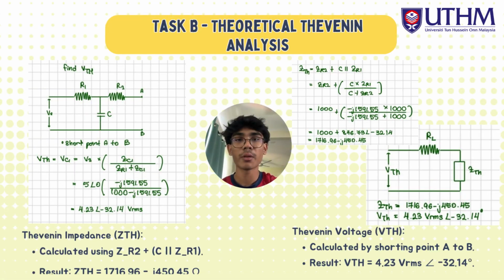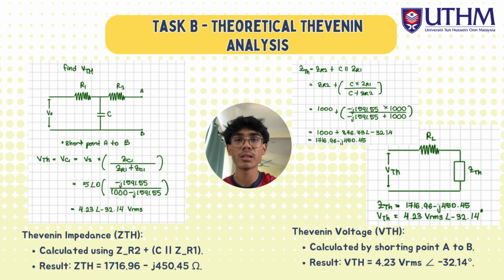The first step of the theoretical analysis is determining the Thevenin voltage, which is VTH. This value represents the open circuit voltage measured across the output terminals of the network. After carrying out the calculations, the Thevenin voltage was found to be 4.23 volts RMS with a phase angle of negative 32.14 degrees.